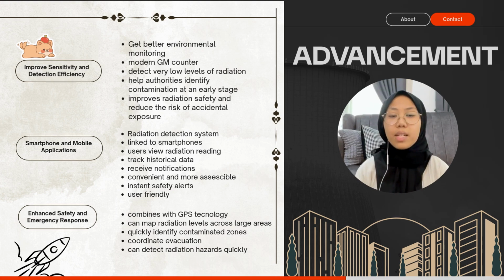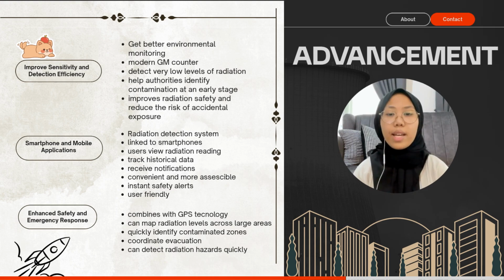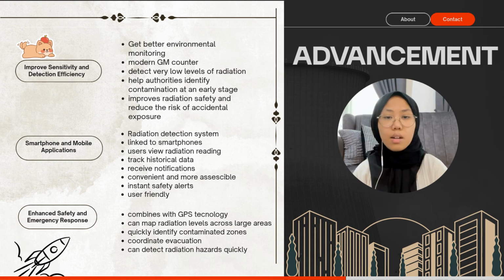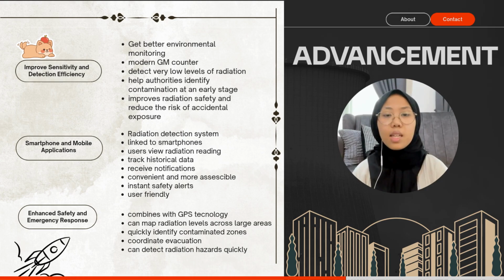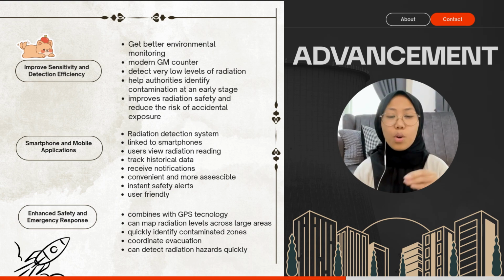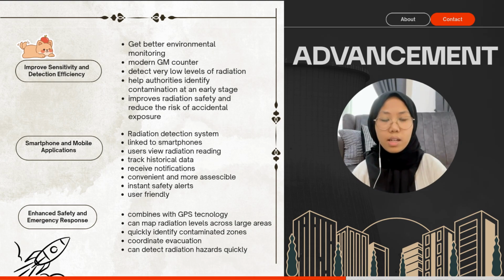Lastly, advancements in GM counter technology have enhanced safety and emergency response. By combining GM counters with GPS technology, radiation levels can be mapped across large areas. This helps emergency teams to quickly identify contaminated zones, coordinate evacuations, and respond to radiation hazards more effectively. In conclusion, these technological advancements have made GM counters more accurate, efficient, and practical for environmental monitoring, public safety, and emergency management.